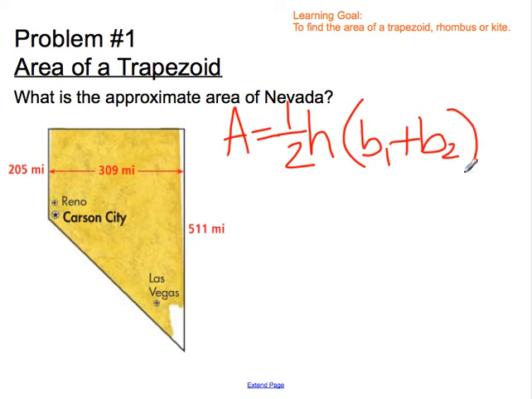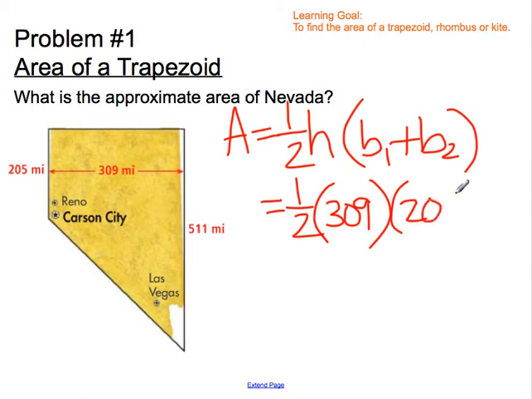Now in this picture, the state of Nevada is actually not an ideal trapezoid because we like to see the bases so that they're parallel. However, we can just plug into the formula as long as we're careful. So here the area is 1/2 the height, which is 309 miles, times the sum of the two bases, or 205 plus 511.